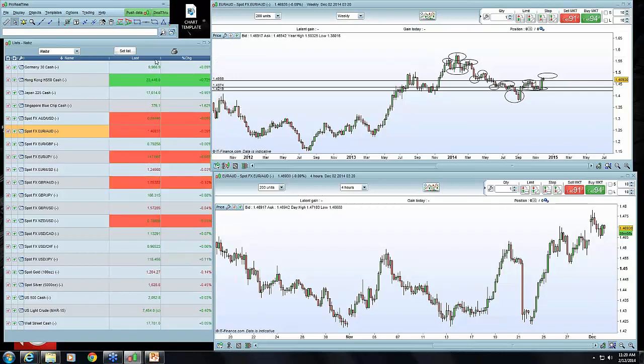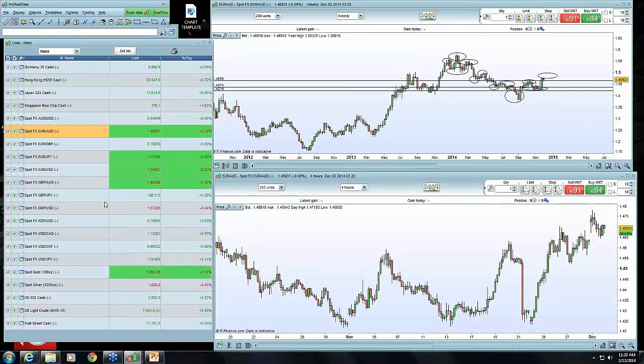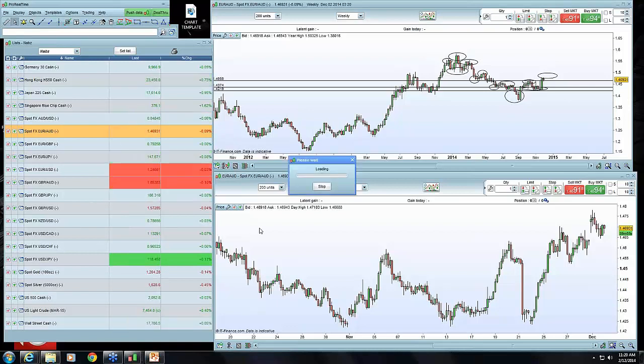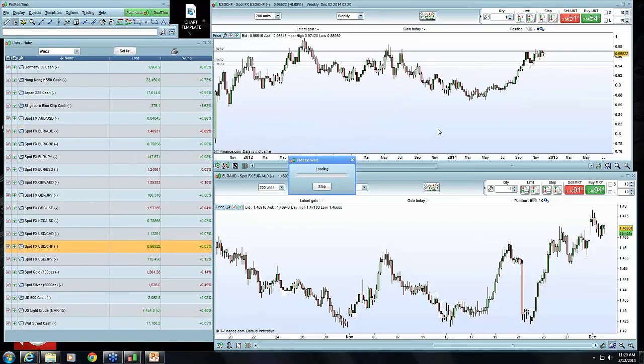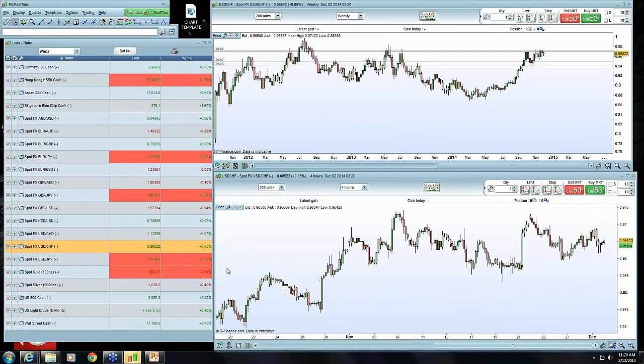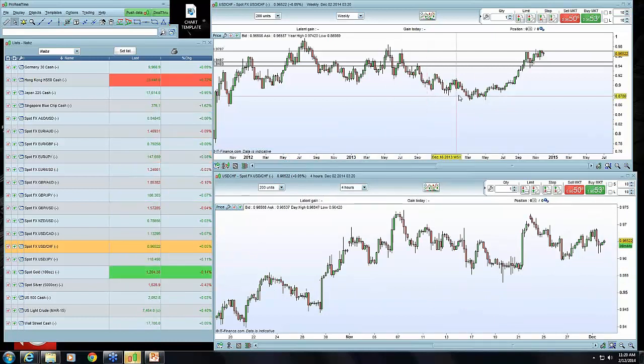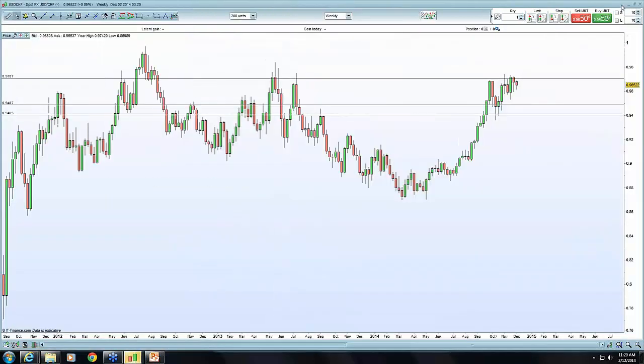Dollar Swiss. Alright, looking for a level to long for the longer term is the 95 to 95.50 level. Now, dollar Swiss can be a good proxy for the DX, the dollar index.